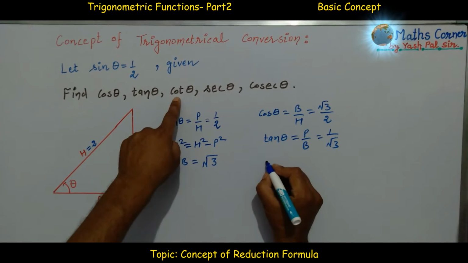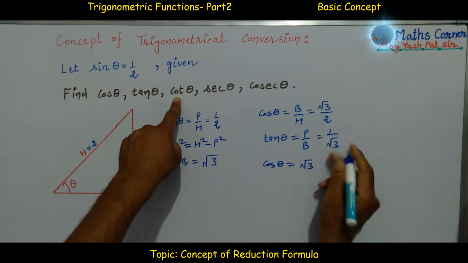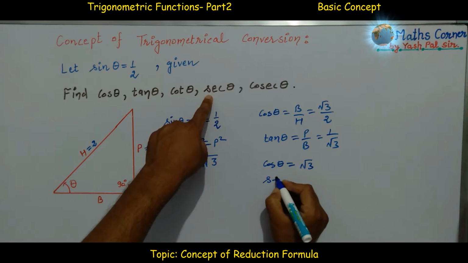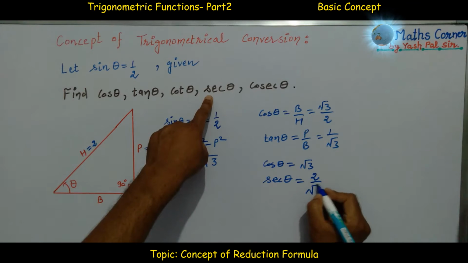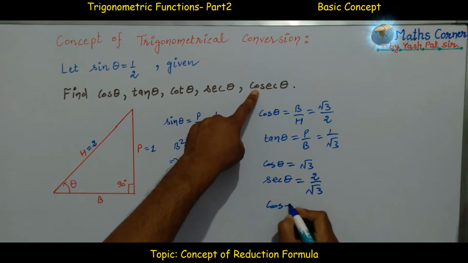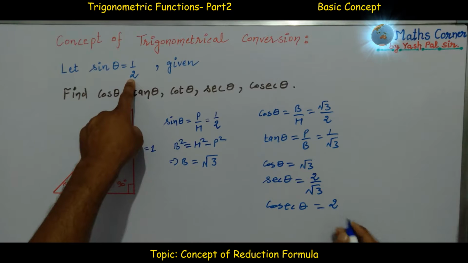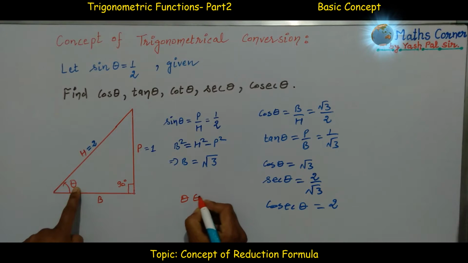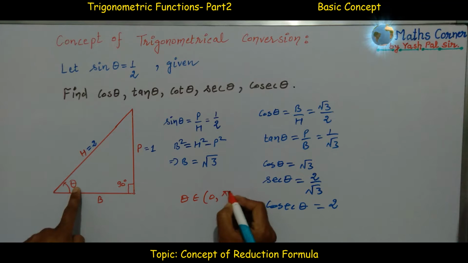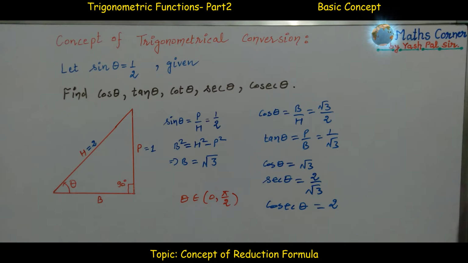Next is cotangent theta, which is the reciprocal of tangent theta, that is the value becomes square root 3 upon 1. Here secant theta is the reciprocal of cos theta, so the value becomes 2 upon square root of 3. Lastly cosecant theta, which is the reciprocal of sine theta, so the value becomes 2 upon 1, that is 2 only. Up to class 10th, what we have seen is that this theta belongs to 0 to pi by 2, the angle theta is greater than 0 but less than 90-degree.